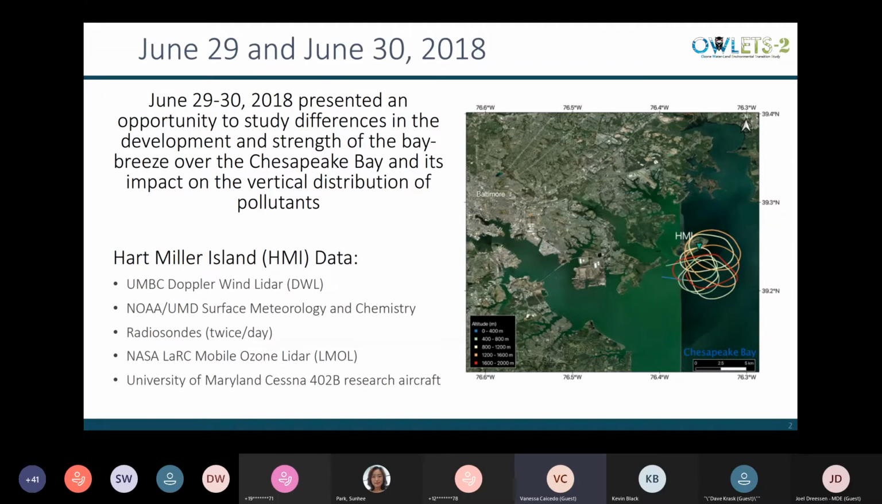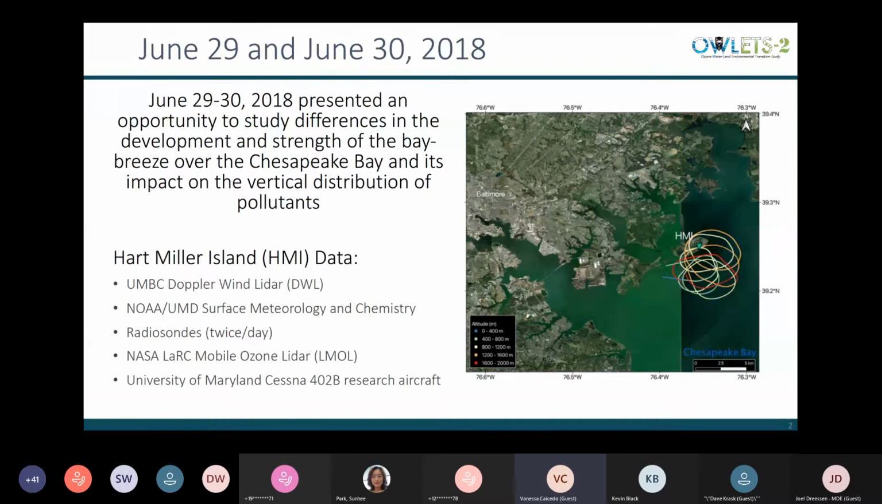It's a scanning lidar to hopefully give us some indications of the dynamics over the bay. We're looking at surface meteorology and chemistry at that site as well. We had twice a day ozonesondes, although I'm really using the radiosonde part here. We had the NASA Langley mobile ozone lidar, which you saw some previous grabs from in John's presentation. And ultimately the University of Maryland research aircraft.